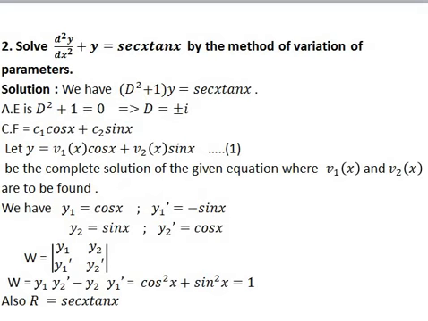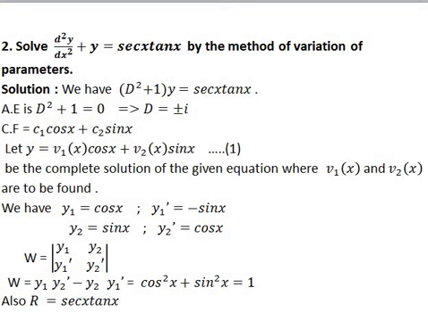Solve d²y/dx² + y = sec x tan x by the method of variation of parameters. We have (D² + 1)y = sec x tan x. The auxiliary equation is D² + 1 = 0, which implies D = ±i. The complementary function is c1 cos x + c2 sin x.